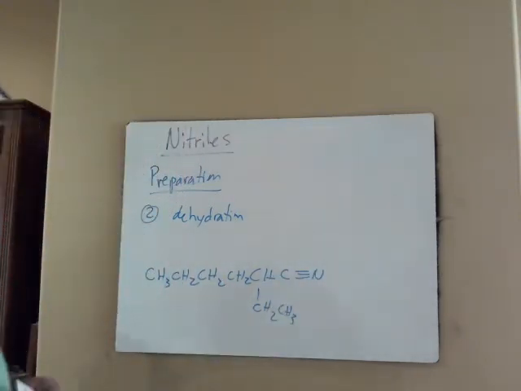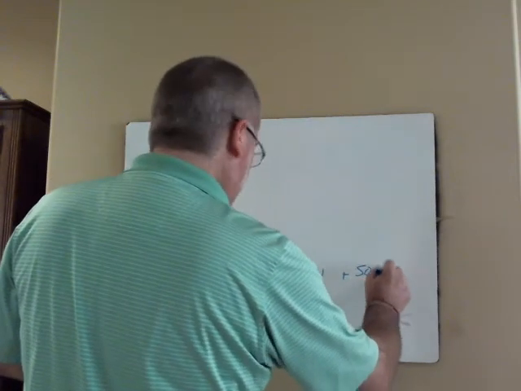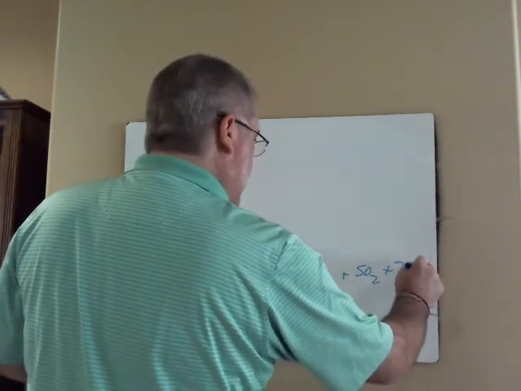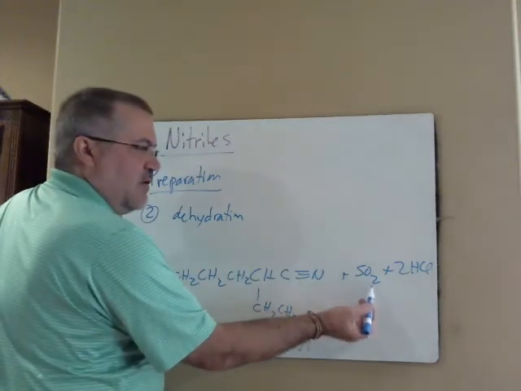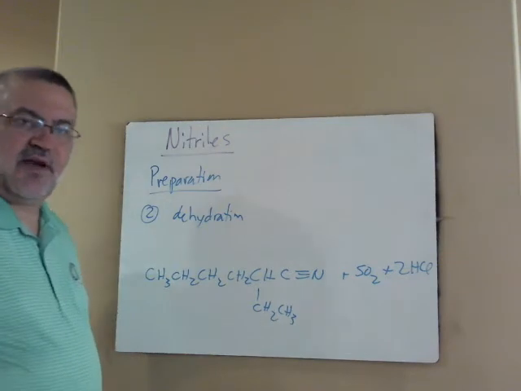Okay, and so I've converted this to the nitrile. Byproducts that are going to help us when we look at the mechanism here in a minute: we produce SO2 and 2 equivalents of HCl.